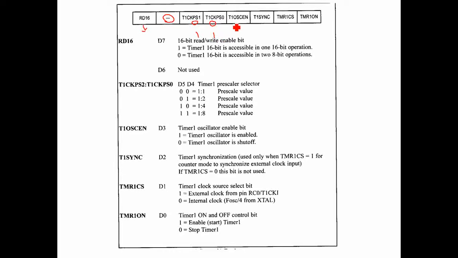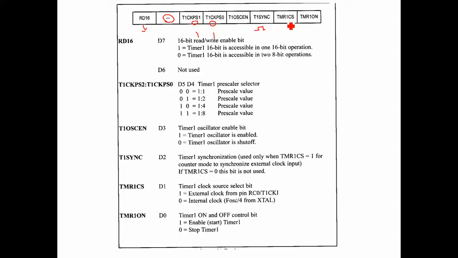Then we have the timer 1 oscillator enable bit. You can either enable the oscillator or disable it. We have the timer 1 synchronization bit. This bit can only be used when the timer clock source is external. It makes the sync if the timer 1 clocks are coming from the external source. If the timer clock source is internal, then this bit is unused. So you can't use this bit if the clock source is internal.